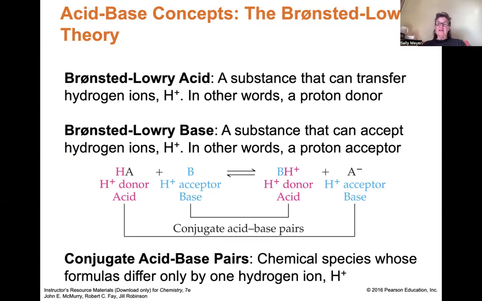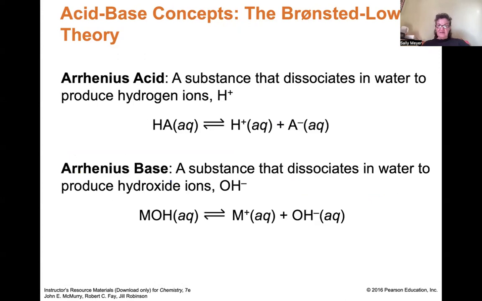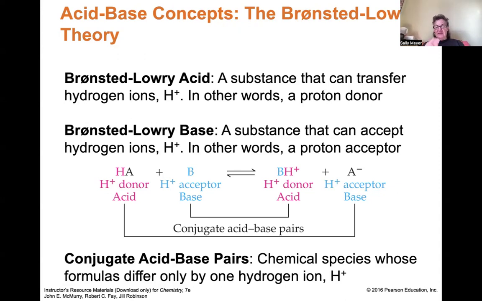So the definition that we're going to use for acids and bases is a little more general, and it's going to be the Bronsted-Lowry theory. These are very subtle differences in the definitions, but they'll be important to us. A Bronsted-Lowry acid is a substance that can transfer hydrogen ions, in other words, a proton donor. And a Bronsted-Lowry base is a substance that can accept hydrogen ions, H+, in other words, a proton acceptor. So that's a slightly different definition than our Arrhenius, where an acid could dissociate to make H+ and a base could dissociate to make OH-. You're going to have similar properties, but we'll see these definitions are just a little bit different.